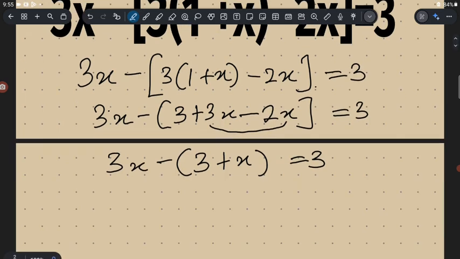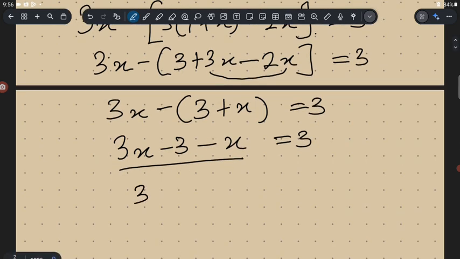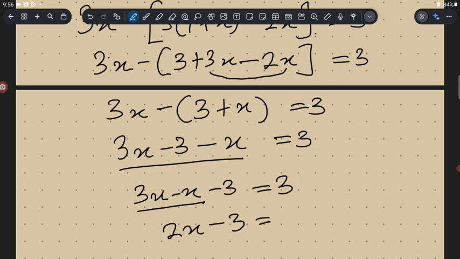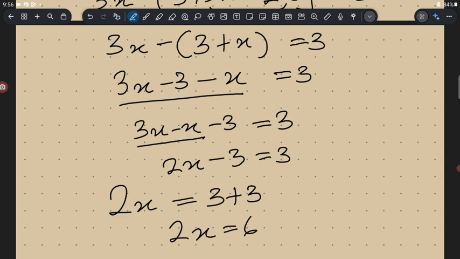So with this, we now expand by minus, which we have minus 3 minus x is equal to 3. So let's collect like terms from this, which we have 3x minus x minus 3, it gives us 3. So this will surely give us 2x minus 3 is equal to 3. So let's make this minus 3 cross to the other side, which we have 2x is equal to 3 plus 3. We have 2x is equal to 6.